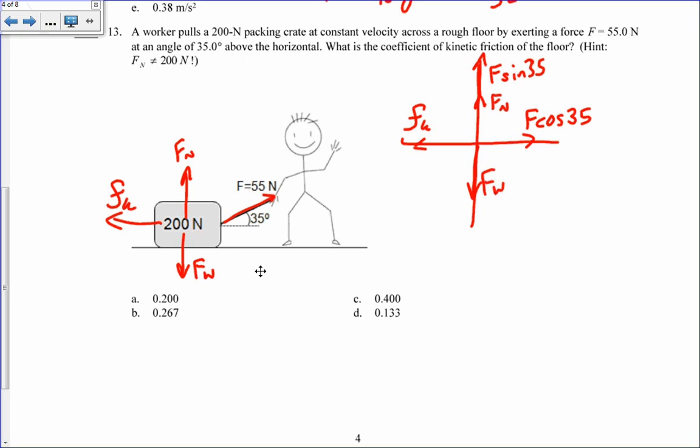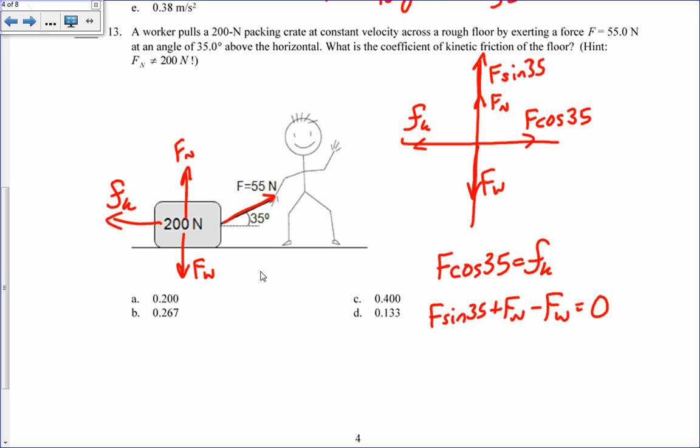All right, so now I can do Newton's second law. Sum of the forces in the x will give me F cosine 35. And since it's not accelerating, the sum of these is going to equal 0, so I'm just going to go ahead and say F cosine 35 equals Fk, because F cosine 35 minus Fk will equal 0. And then the sum of the forces in the y: F sine of 35 plus Fn minus Fw equals m a_y, but the acceleration in the y direction is 0, so that's equal to 0.